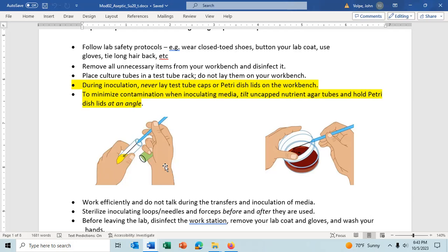What you want to do when you're working with the tube is you don't put this down on the workbench. I know you can't see that. If I go like that, you can probably see it. What you want to do is hold the tube at an angle and then pretend the pencil is a loop. You want to hold the cap in your hand like this.